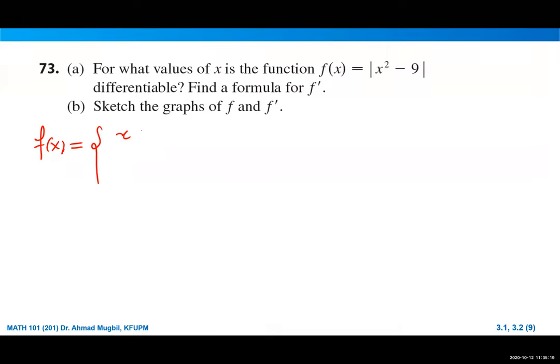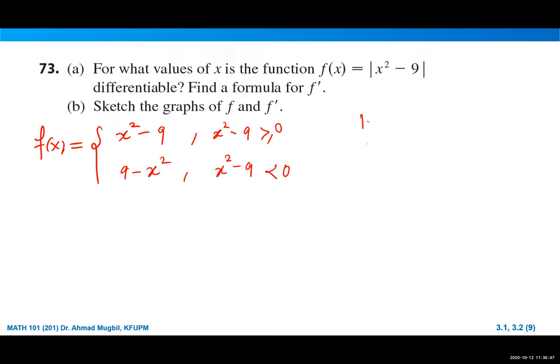x squared minus 9 if x squared minus 9 is greater than or equal to 0, and it is negative, which will be 9 minus x squared, when x squared minus 9 is less than 0. What did I do, shabab? I just used the definition of the absolute value. You know the absolute value of whatever is that whatever, when it is greater than zero, or negative that whatever, when it is less than zero.